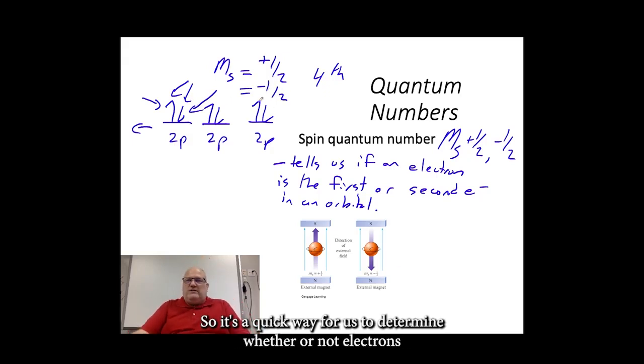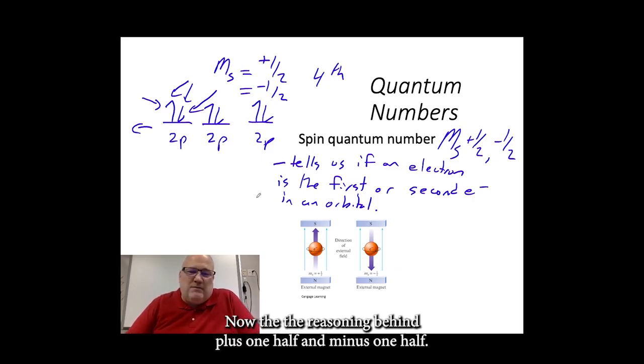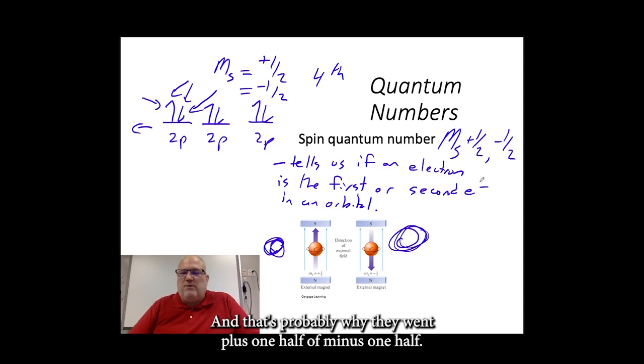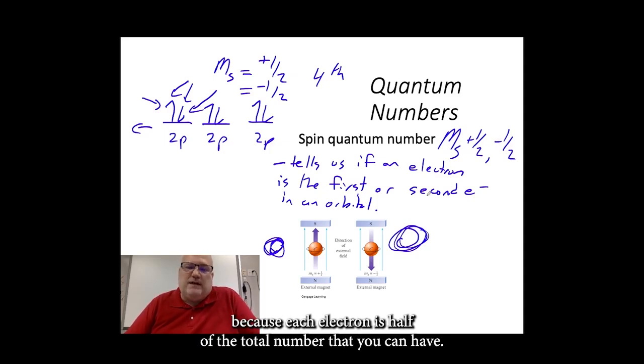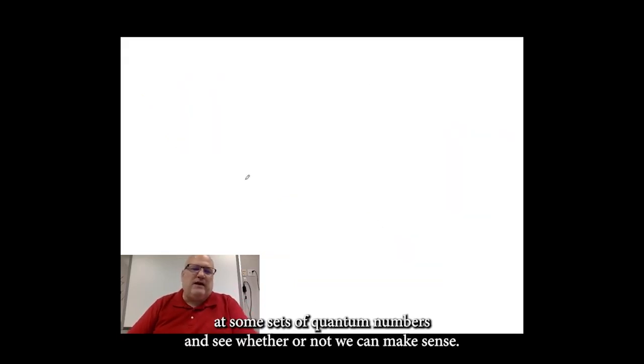So it's a quick way for us to determine whether or not an electron's the first in an orbital or a second. Now the reasoning behind plus 1/2 and minus 1/2, well, if you take a look at these diagrams, the first electron in a particular orbital, it spins in one direction, right? The second electron in spins in the opposite direction. And that's probably why they went plus 1/2 and minus 1/2, and they probably chose 1/2 instead of 1 and 2, because each electron is half of the total number that you can have. Now, how does this play out and what does this really mean? So let's look at some sets of quantum numbers and see whether or not we can make sense of them.